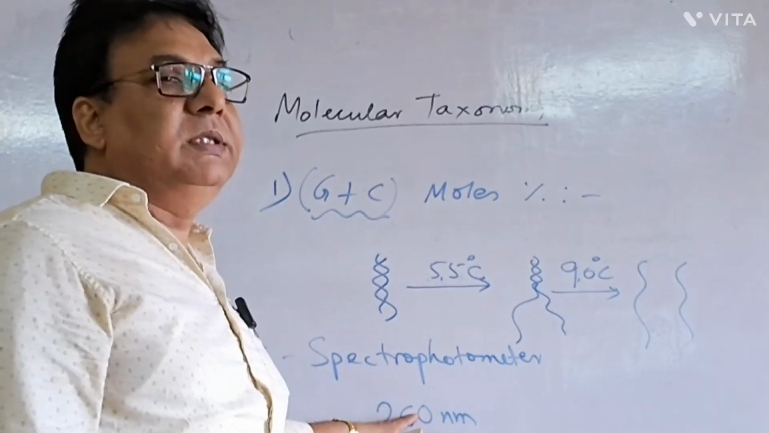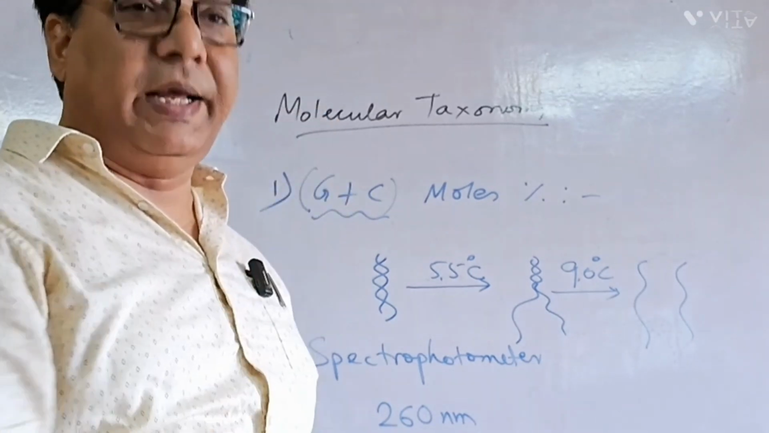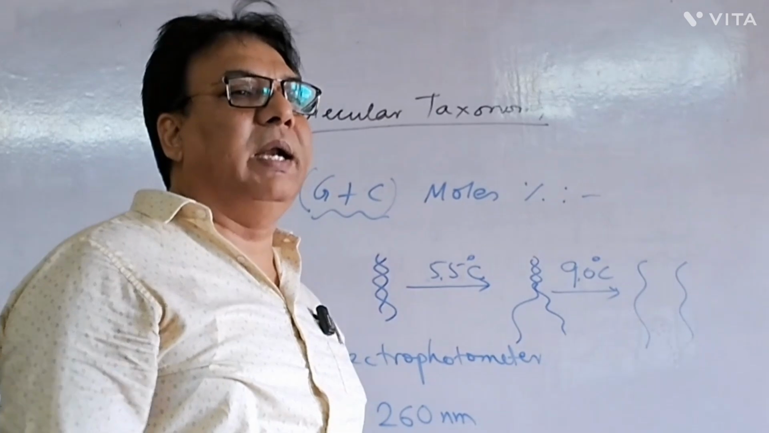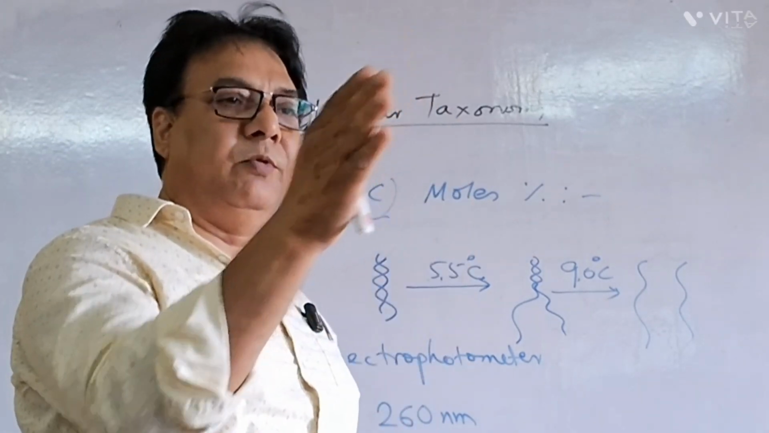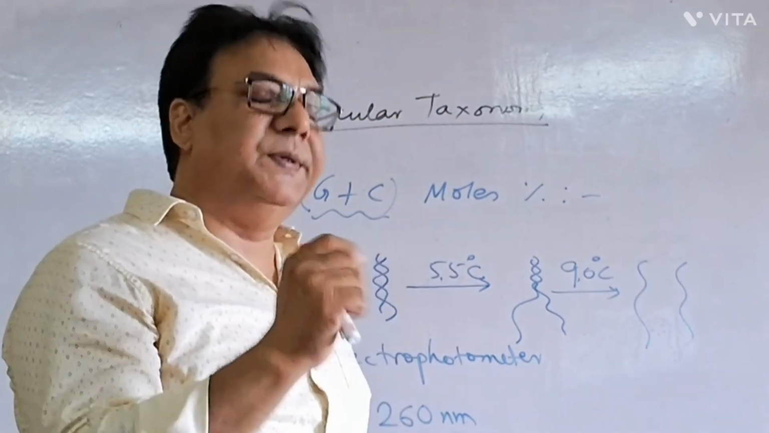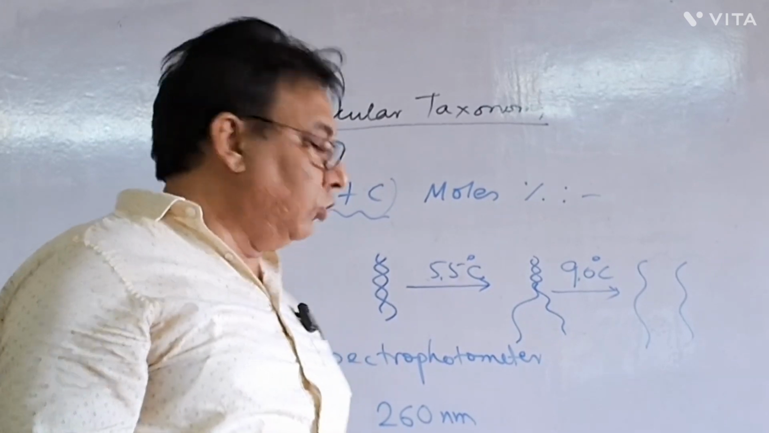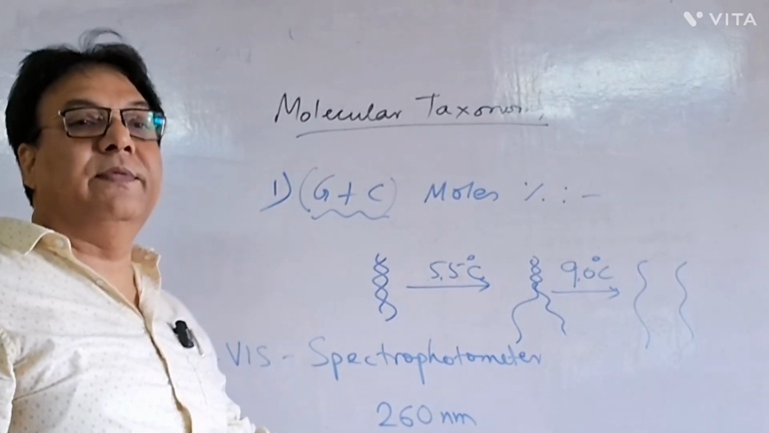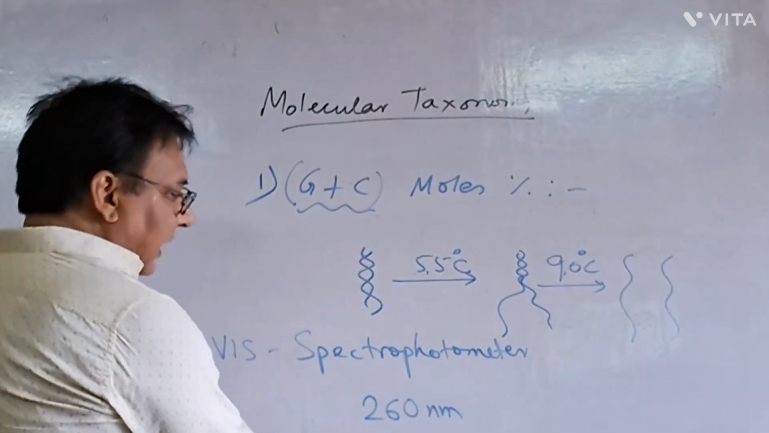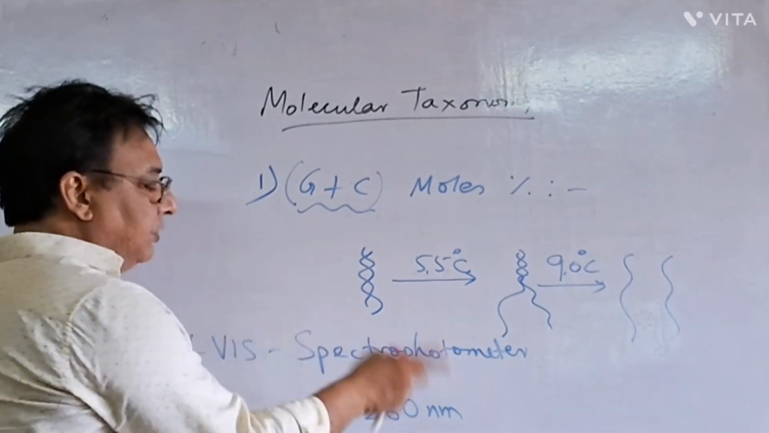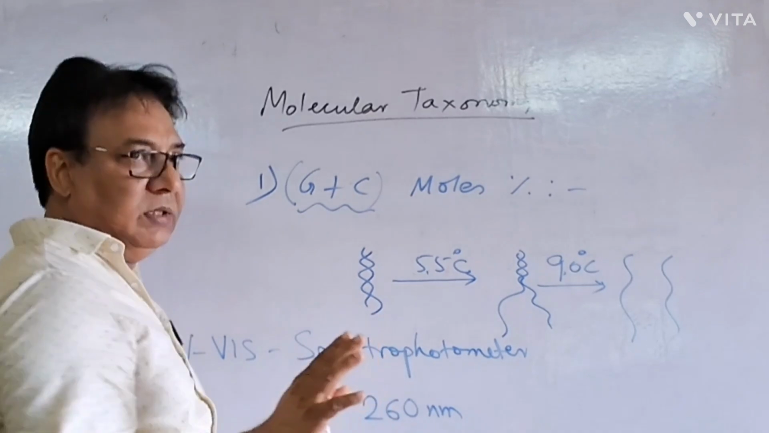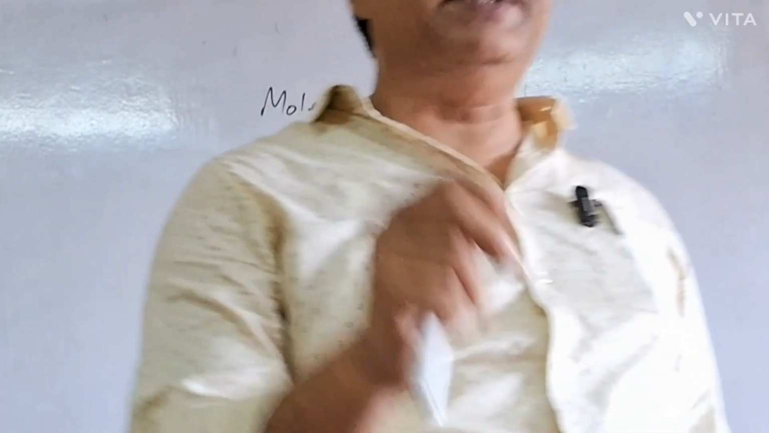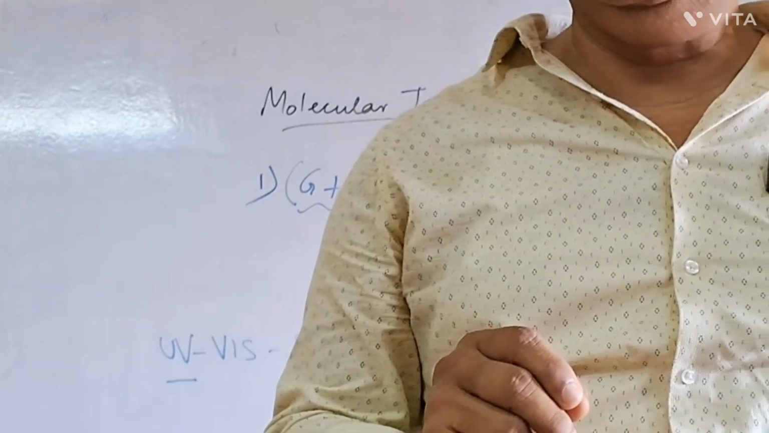A spectrophotometer produces a monochromatic light. It's a machine which will convert the white light into a monochromatic light. Monochromatic means having a specific wavelength. So with the help of this, you can produce 260 nanometer wavelength of light. Okay, so remember, the DNA absorbs maximum at 260 nanometer. This is another thing to remember. At what wavelength does the DNA absorb maximum? That is 260 nanometer.